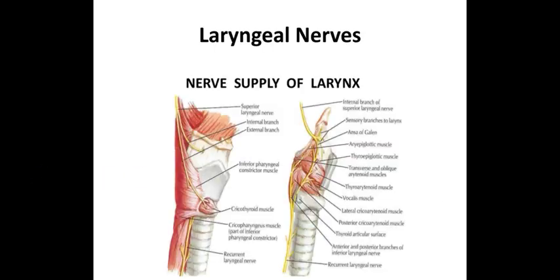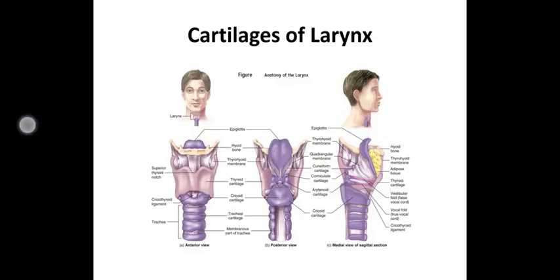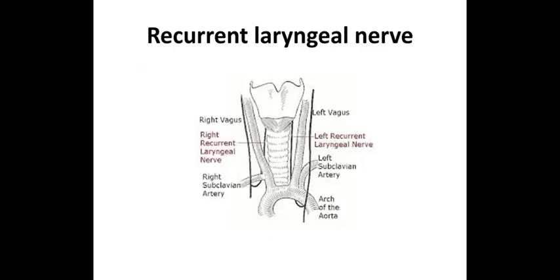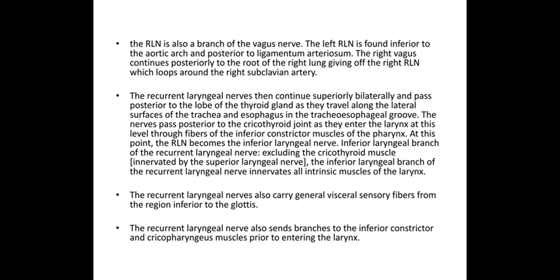Anatomy of the larynx: laryngeal nerves, you can see the recurrent laryngeal nerve and superior laryngeal nerve, cartilages of the larynx, and these are the laryngeal muscles. The recurrent laryngeal nerve, RLN, is a branch of the vagus nerve. The left RLN is found inferior to the aortic arch and posterior to the ligamentum arteriosum. The right vagus nerve continues posteriorly to the roof of the right lung, giving off the right RLN which loops around the right subclavian artery.